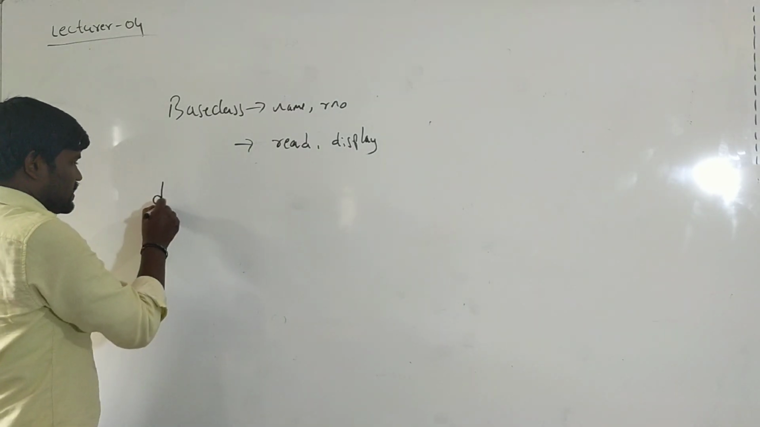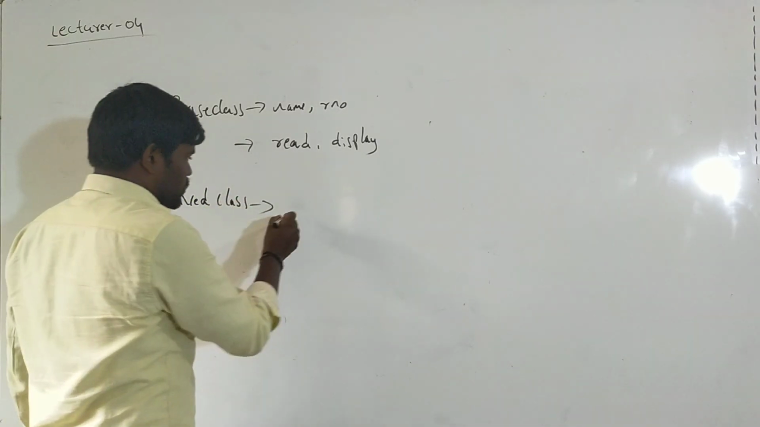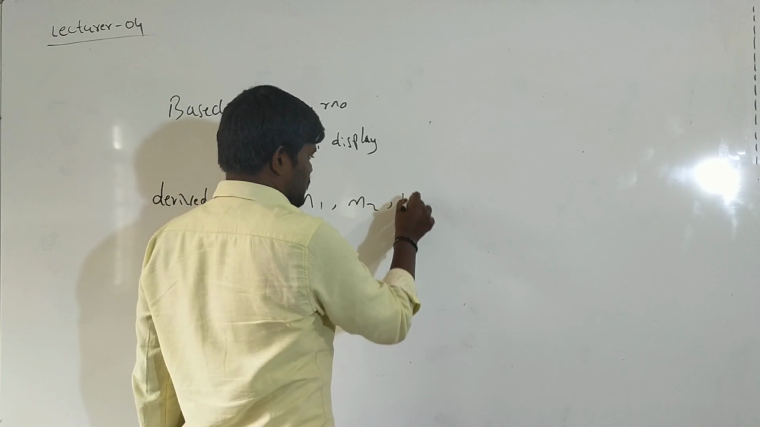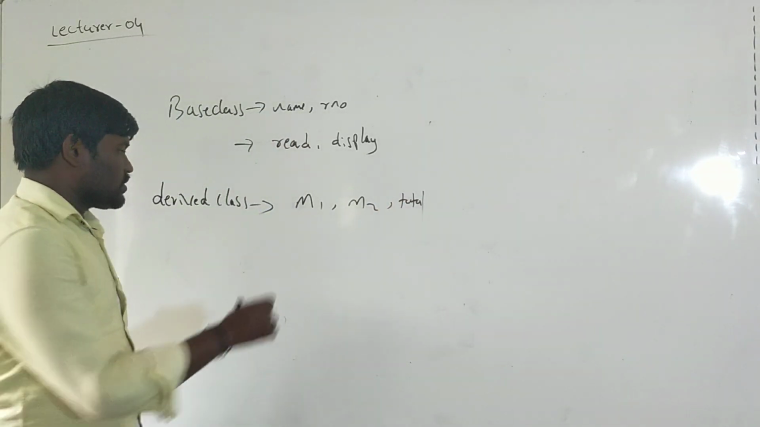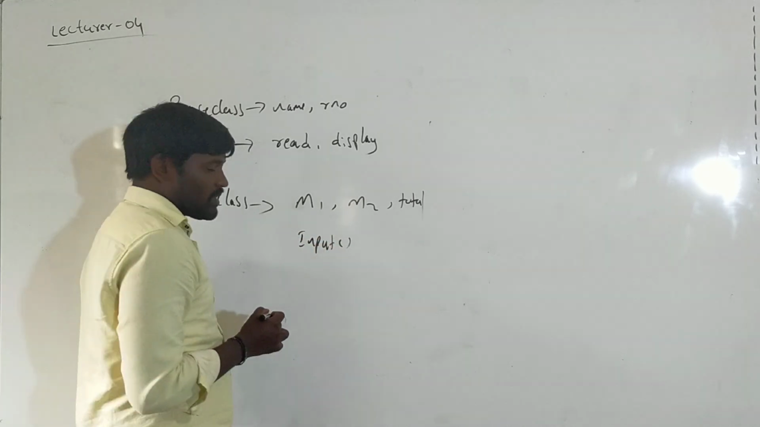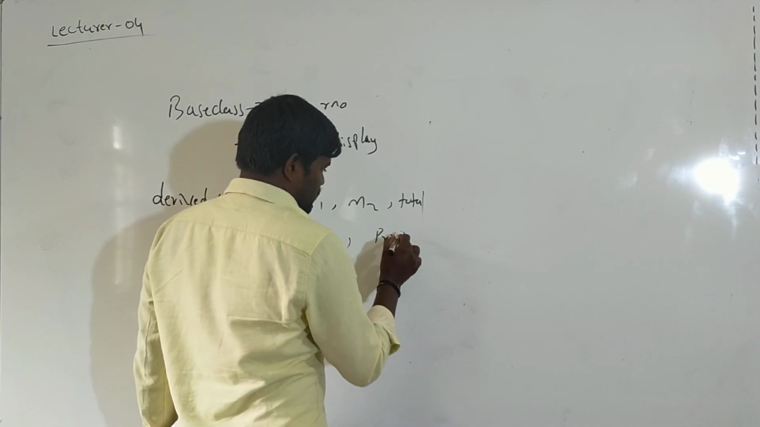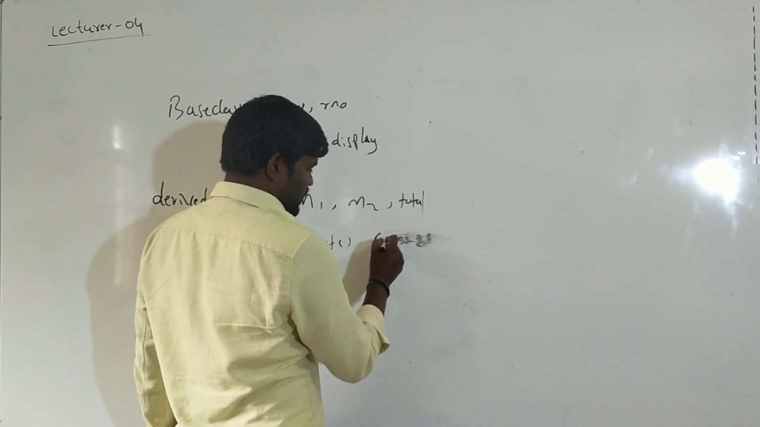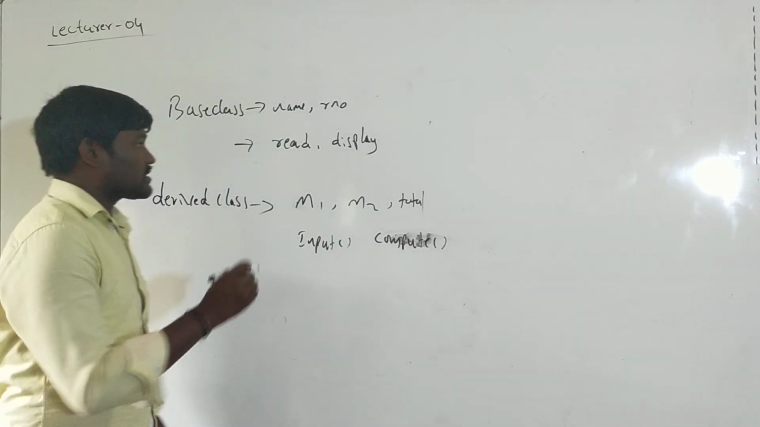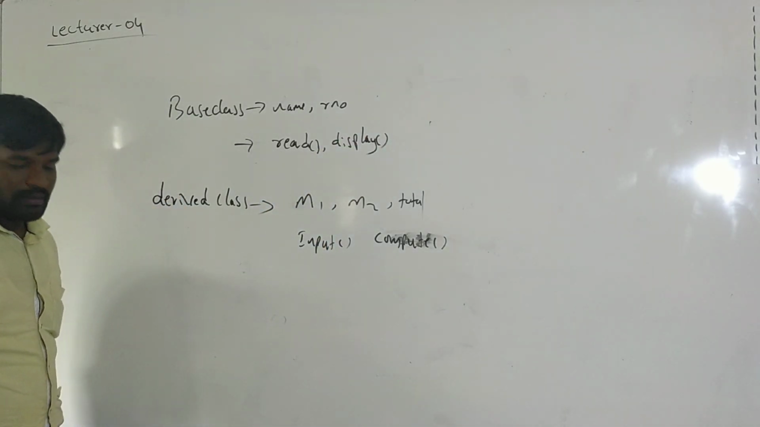In the same way, the derived class. In the derived class, we have to read the two subject marks m1, m2, and a storage variable, that is total, and we have to input the marks. After that, we have to print the marks, that is compute. You can take compute or print. So compute two subject marks. Okay, so this is the program.